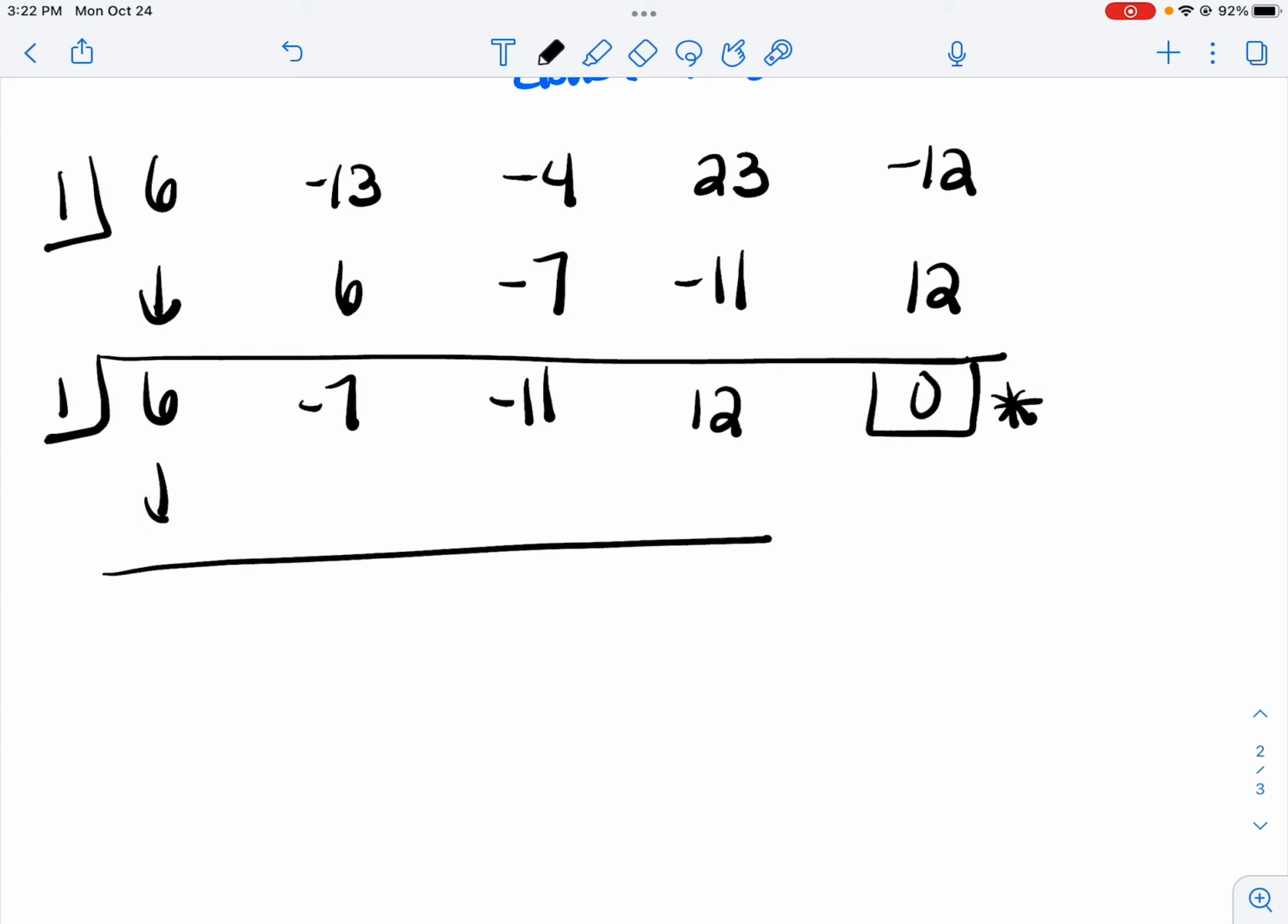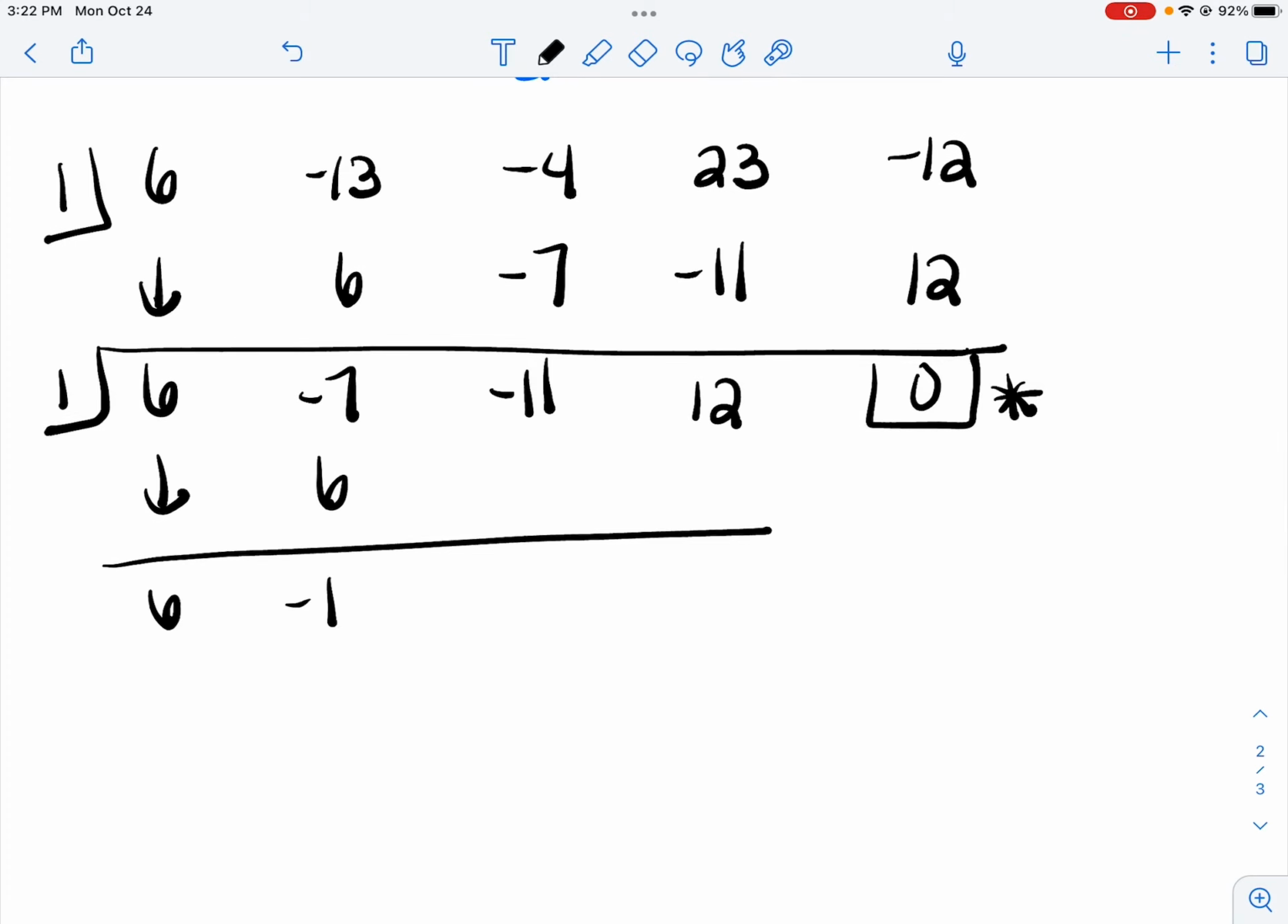And I'm going to put the 1 in the box and bring down the 6. 6 times 1 is 6. Add that to the negative 7. Negative 7 plus 6 is negative 1. Negative 1 times 1 is negative 1. Add that to negative 11, gives us negative 12. And negative 12 times 1 is negative 12. Add that to the last column, gives us 0. And again, I know I should have a remainder of 0 here because we're told that 1 is a 0 with a multiplicity of 2.